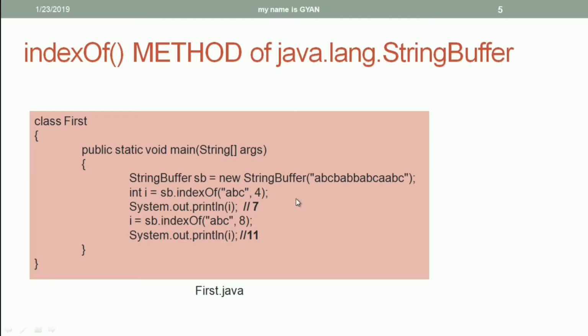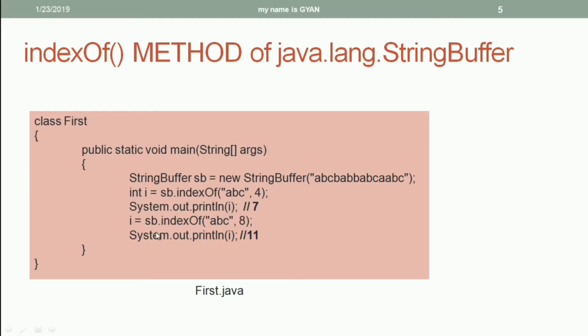So starting from the index 4, 0, 1, 2, 3 and 4, we need to search for the substring abc. Search for the first occurrence of the string abc after index 4, and that occurs here. This is index number 7. After index 4, you can find abc at 0, 1, 2, 3, 4, 5, 6 and 7. That's how the integer 7 is returned by the indexOf method and collected in the integer variable I. When we print the integer variable I, it prints 7.